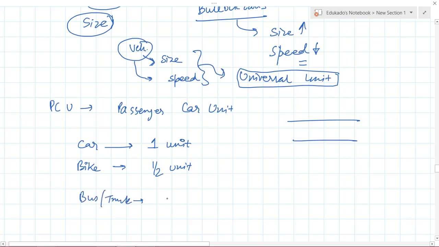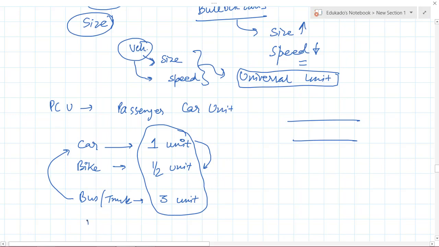Then I can say these are some of the values given by IRC. For the bus we take the unit as 3. What this actually means is that one bus is equivalent to 3 cars, and 1 car is equivalent to 2 bikes. So this is how we divide each and every vehicle with its passenger car units. These units are known as PCUs, or passenger car units.